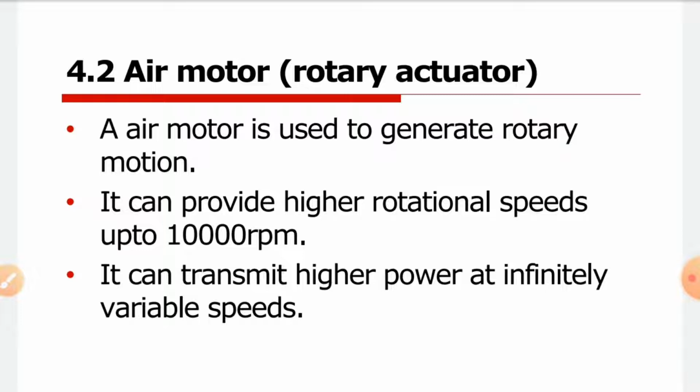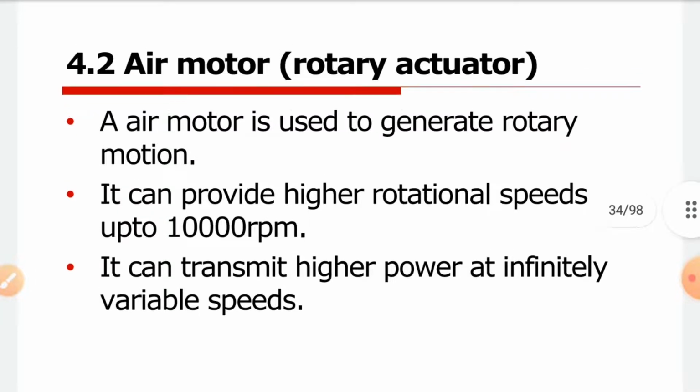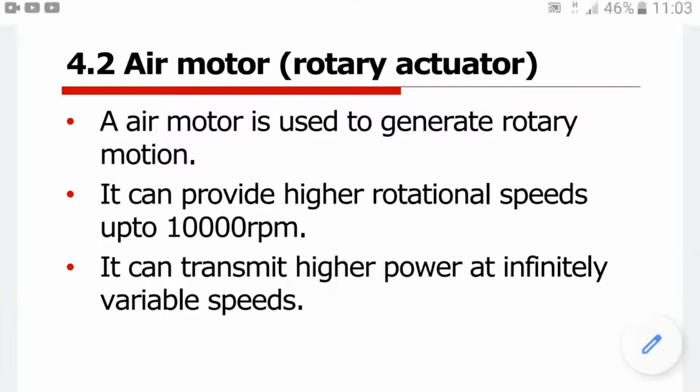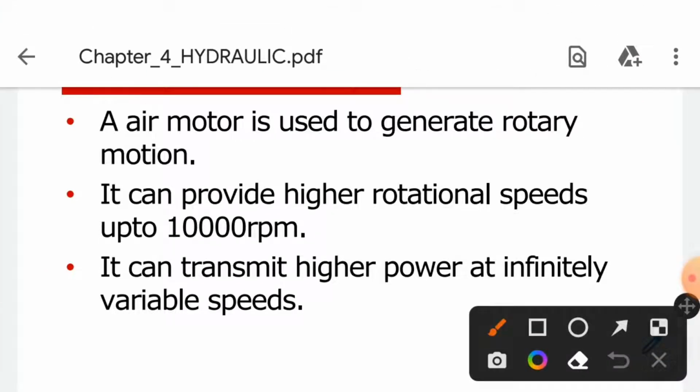In hydraulics and pneumatics, we can use an air motor, and it is also known as a rotary motor. So an air motor is used to generate rotary motion, and it can provide higher rotational speed up to 10,000 rpm. It can transmit higher power at infinitely variable speeds.